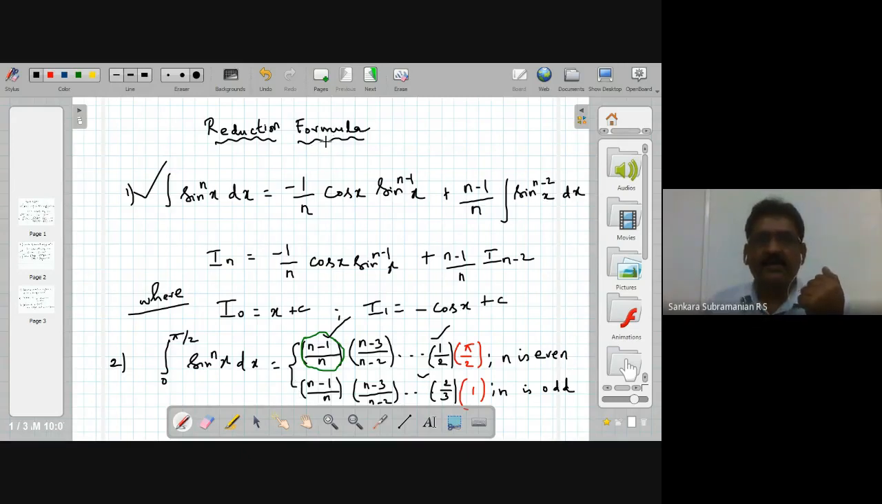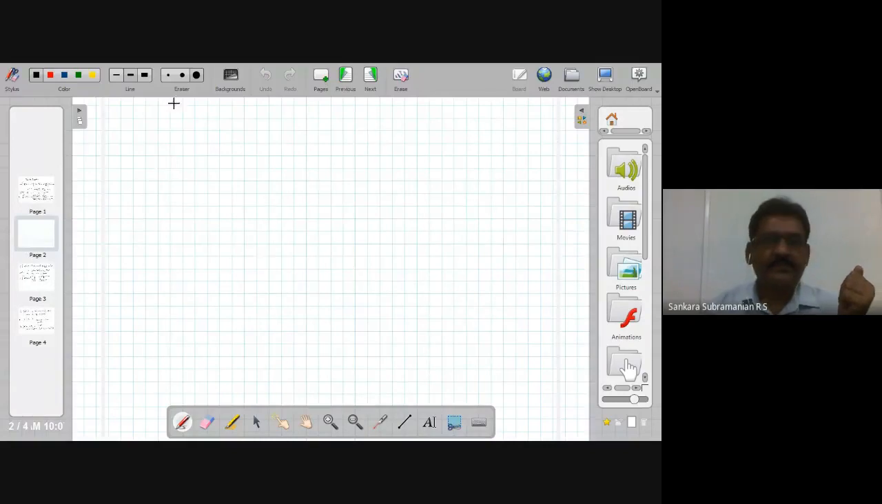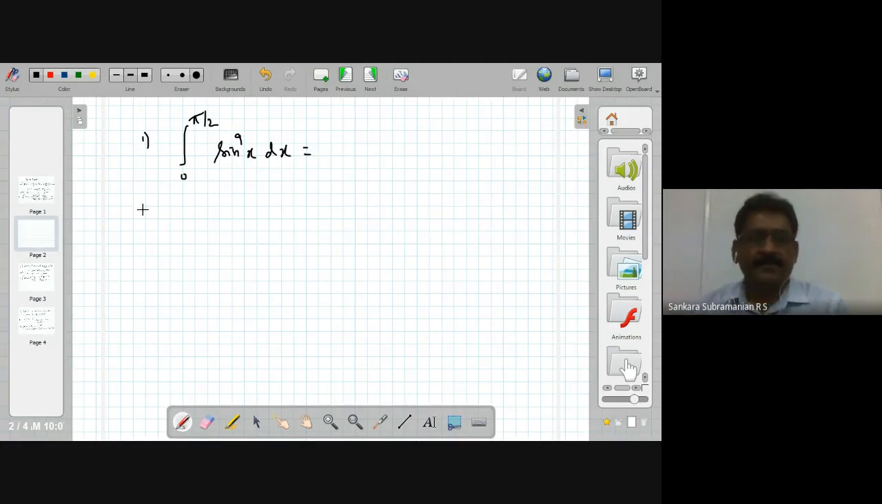And now, can you evaluate the integral 0 to pi by 2 sine power 9x dx? Then I'll go for the next problem. Integral 0 to pi by 2 sine to the power 9x dx. Can you do it now? What is the answer? Here, n is equal to 9.